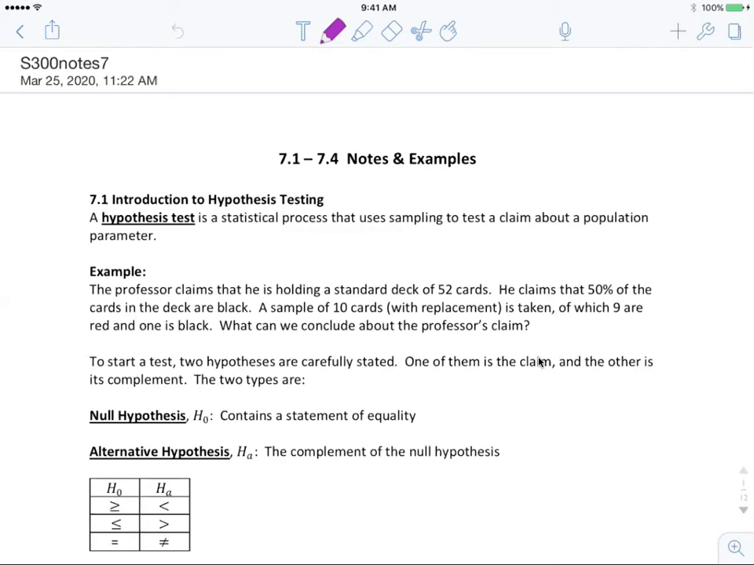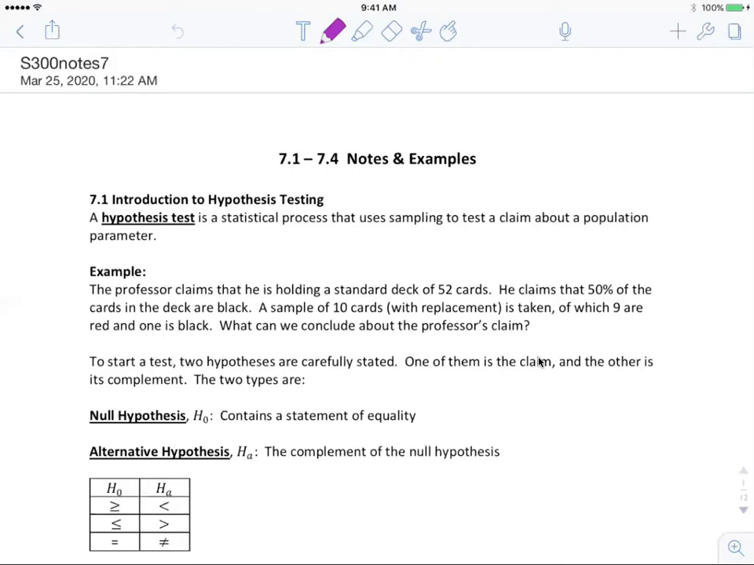Gonna do some chapter 7. This is hypothesis testing. So we'll be doing a lot of this concept in the next few chapters, actually. So in general, a hypothesis test is a process used to test a claim about a population. So let's look at an example to describe that.